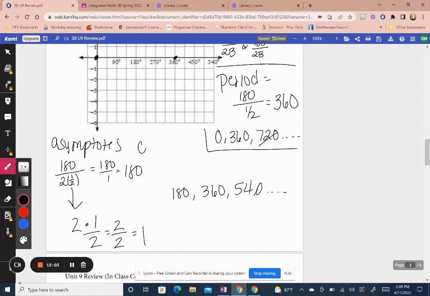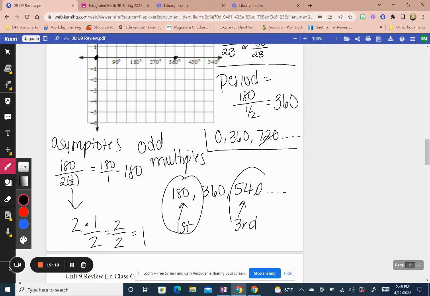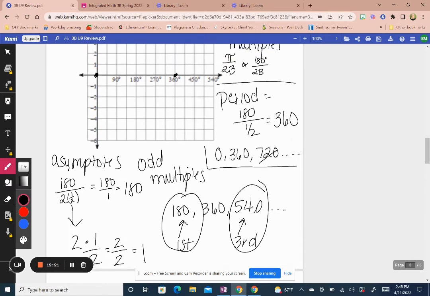And we're doing odd multiples, okay? Odd numbers, 1, 3, 5, 7, 9, 11, and so on. We only have 3. So it's just your first and your third, okay? Those are your asymptotes. So those, you're going to create a line going up and down.